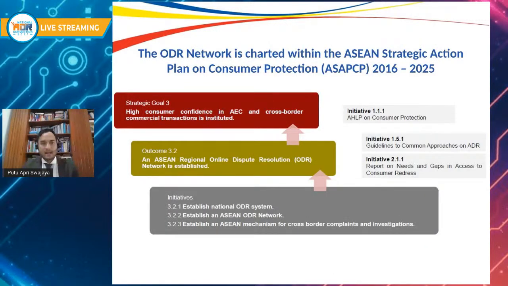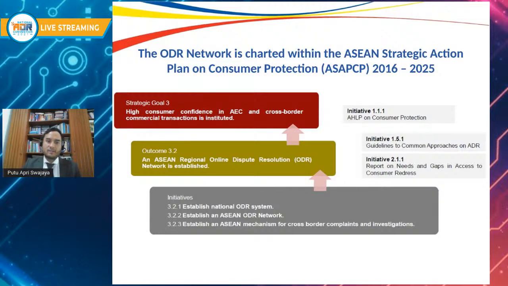Your Excellency, ladies and gentlemen, let me highlight to you specific deliverables under our ASEAN Strategic Action Plan on Consumer Protection, or the ASAPCP, from 2016 to 2025, that deals with the development of ODR in ASEAN. Other than the two high-level principles mentioned earlier, being part of the AHLPCP, set as Initiative 1.1.1 of the ASAPCP, we are to achieve Outcome 3.2, establish the ASEAN ODR, or Regional ODR Network, by implementing three specific initiatives. These are namely Initiative 3.2.1, which is to establish a national ODR system, Initiative 3.2.2, to establish the ASEAN ODR network, and Initiative 3.2.3, which is to establish the ASEAN mechanism for cross-border complaints and investigations.